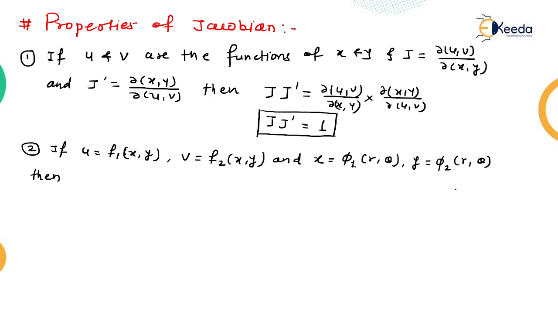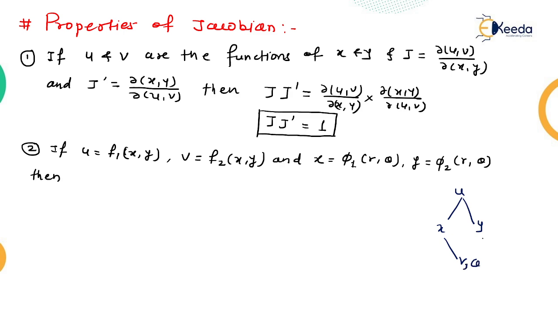I also wanted to show this using the graphical method. Suppose u and v are functions of x and y. So let's see, u and v are functions of x and y, and these x and y are functions of r and theta.